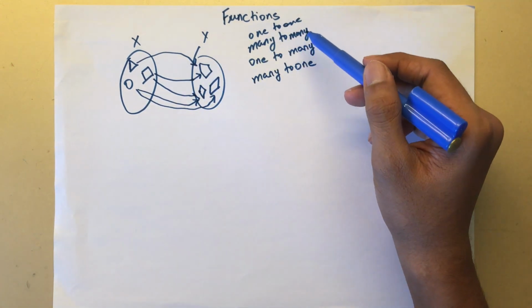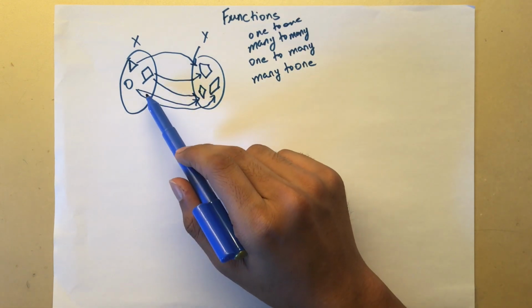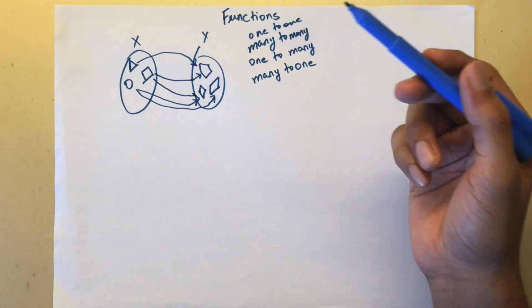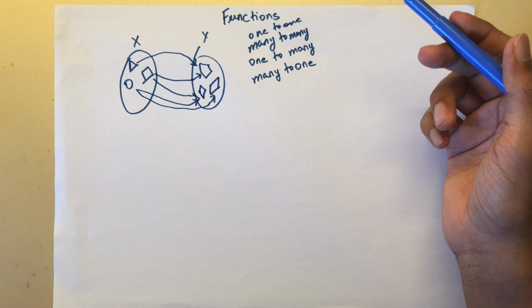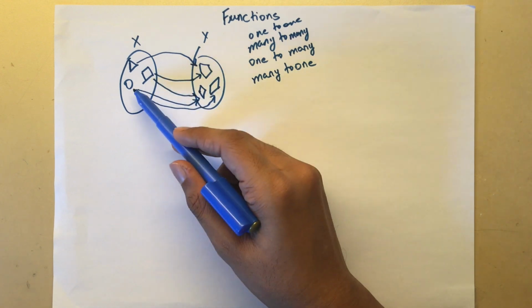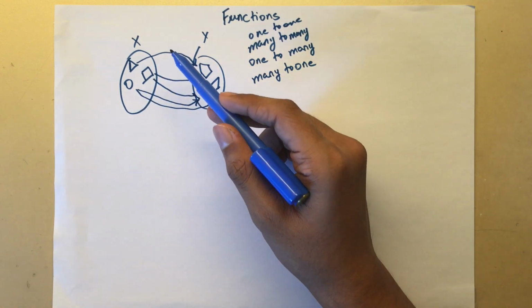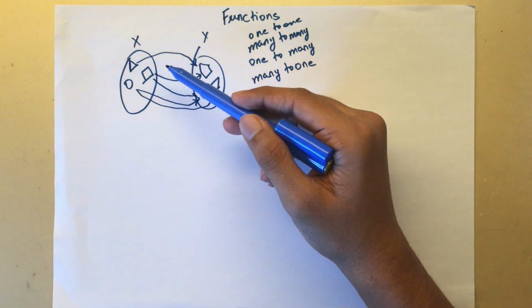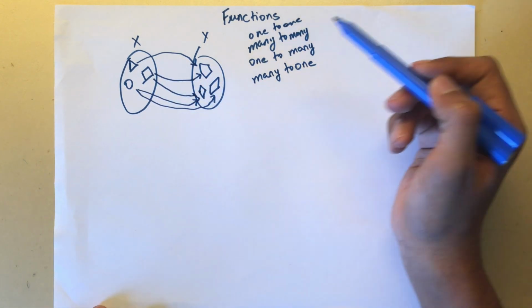And from there we can see that a one to many is when one thing from set X is related to two different things in set Y, and a many to one is when two different objects from set X are related to the same object in set Y. For example, here the circle and the square are both related to the diamond.